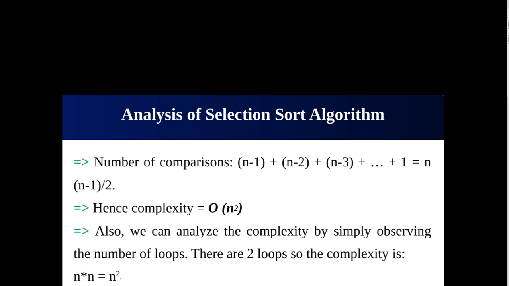Now the question is whether this is for the best case, for the worst case, or for the average case. So remember, in case of selection sort algorithm, the running time is the same for all three cases, whether it is worst case, best case, or average case, you will get the same n square.